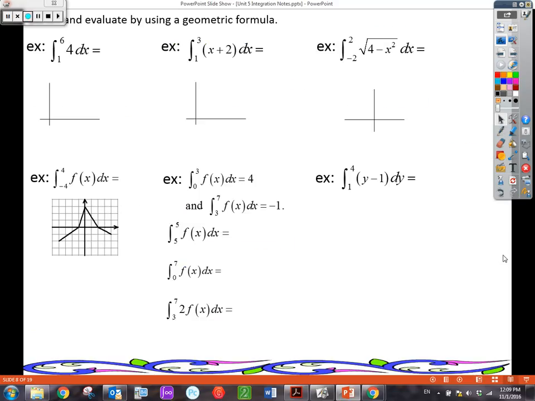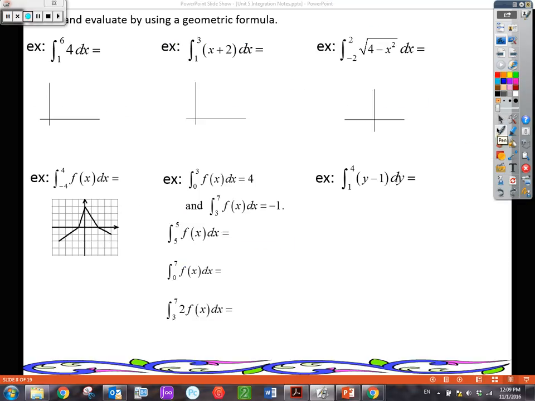And even when you learn the fundamental theorem of calculus tomorrow, if it's a perfect geometrical shape, you should just do it that way, because it's faster, quicker, and easier. But of course, it only works if they're perfect geometric shapes. It's not going to work on a curve. So let's take a look at our first one. We are looking at this one right here.